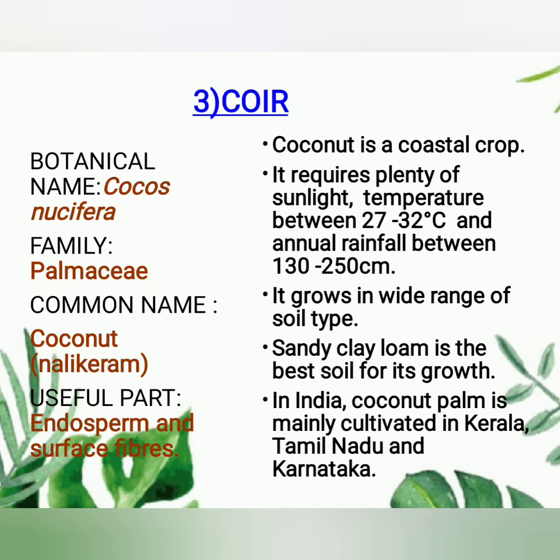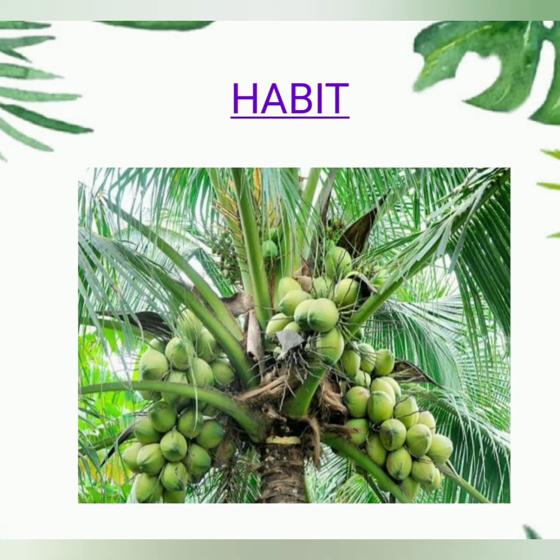Coconut is a coastal crop. It requires plenty of sunlight, temperature between 27 to 32 degrees Celsius and annual rainfall between 130 to 250 cm. It grows in a wide range of soil types. Sandy clay loam is the best soil for its growth. In India, coconut palm is mainly cultivated in Kerala, Tamil Nadu and Karnataka. In this slide, we have the habit of coconut.